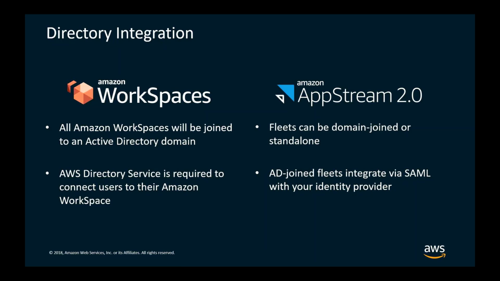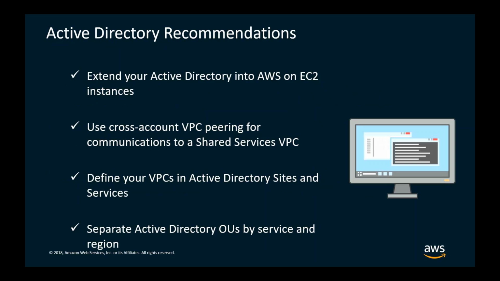that SAML response. In both Workspaces and AppStream, you can certainly reach back to on-prem AD controllers as long as your VPC has a VPN or Direct Connect link, but I generally recommend extending AD into EC2, defining site boundaries for those subnets. So again, Workspaces domains can be standalone, but the workspace must be domain joined.